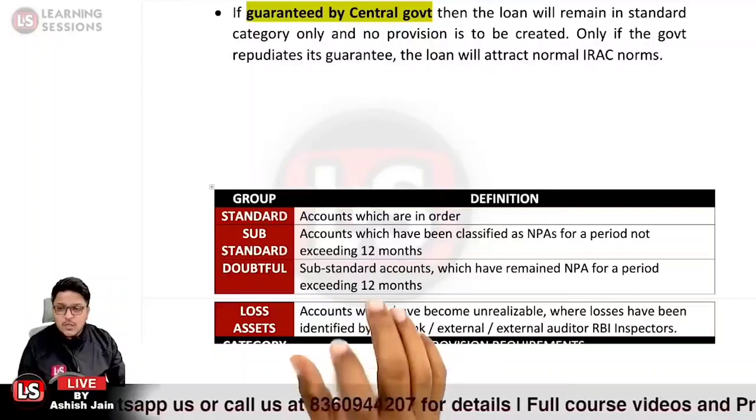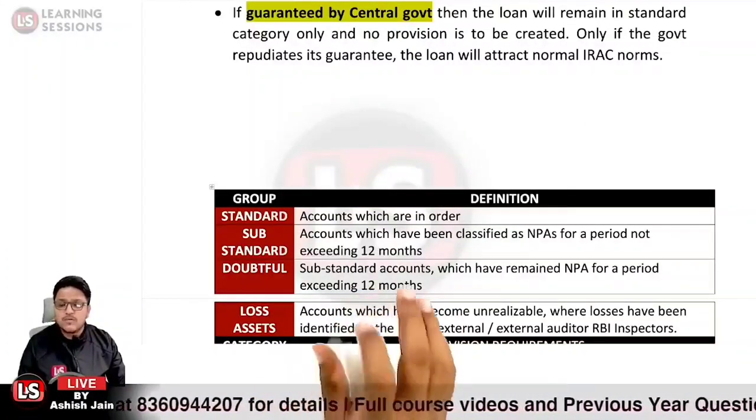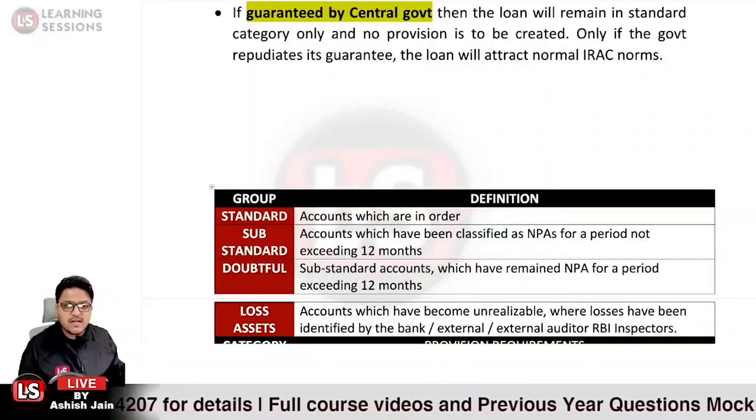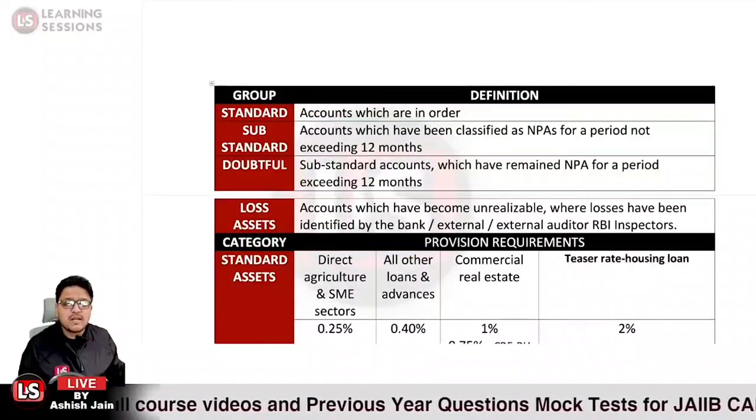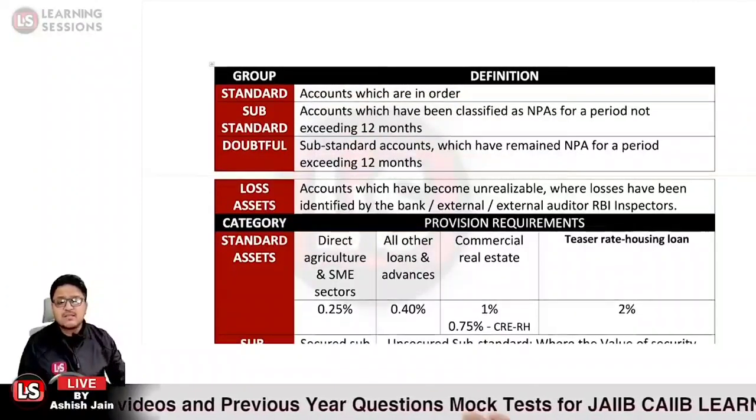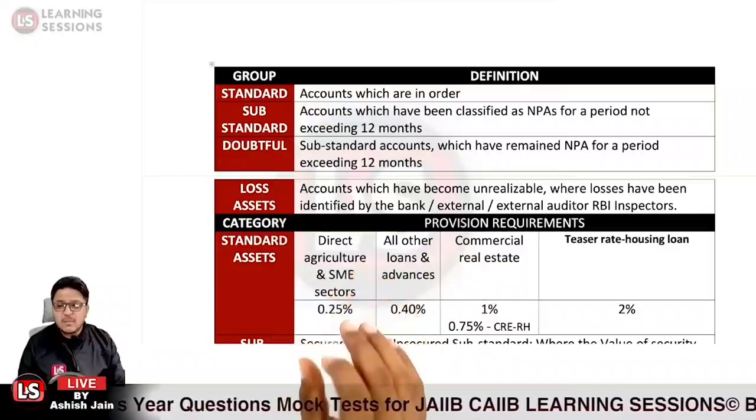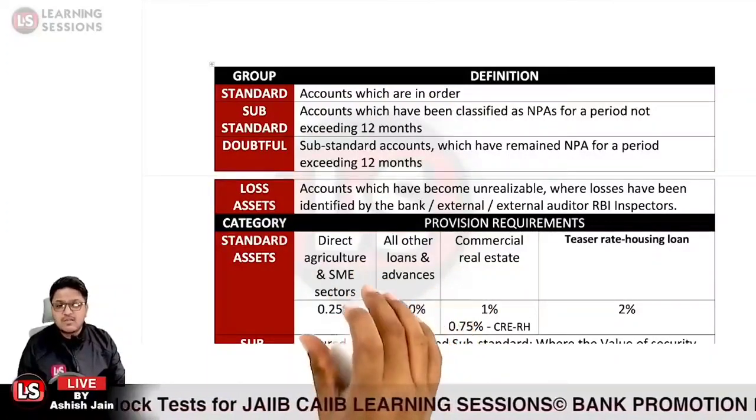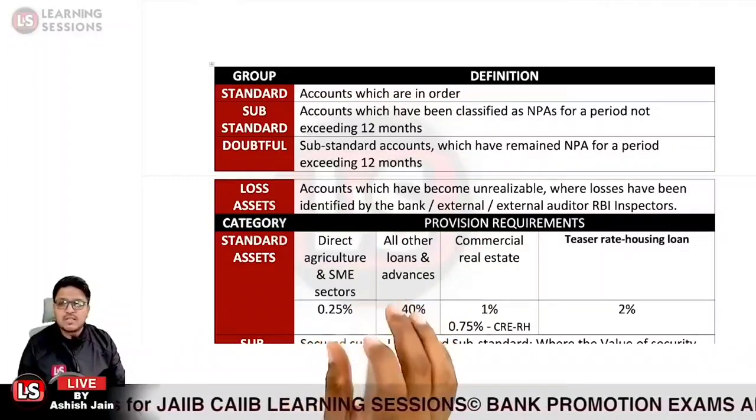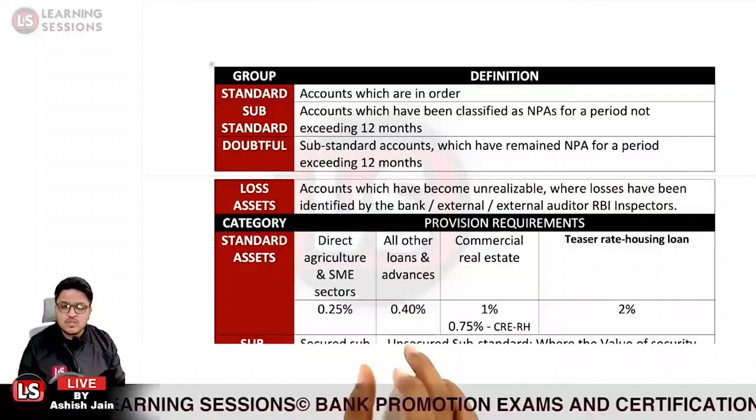Now I already told you that a provision is to be created whether it is a standard asset or a non-performing asset. So let's consider first the standard assets. When the asset is related to direct agriculture or SME advances, a provision of 0.25% of the outstanding amount is to be maintained. When it is related to all other loans and advances not specified, a provision of 0.4% is to be created.